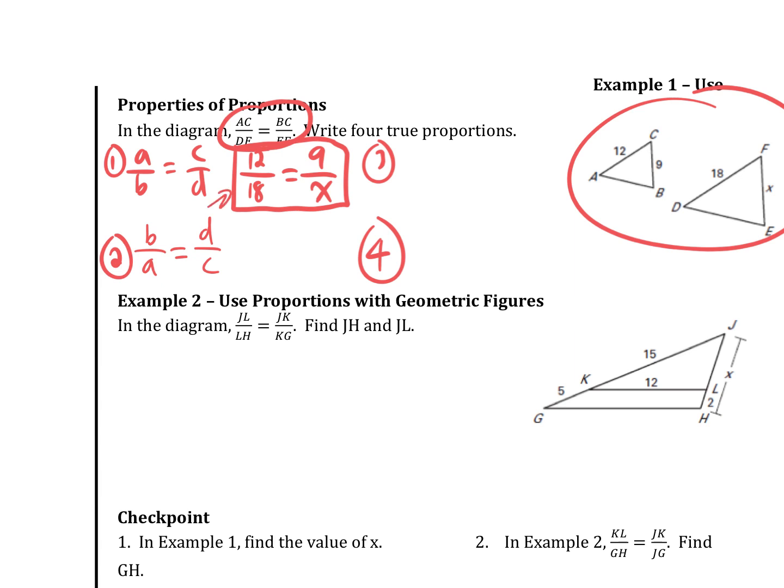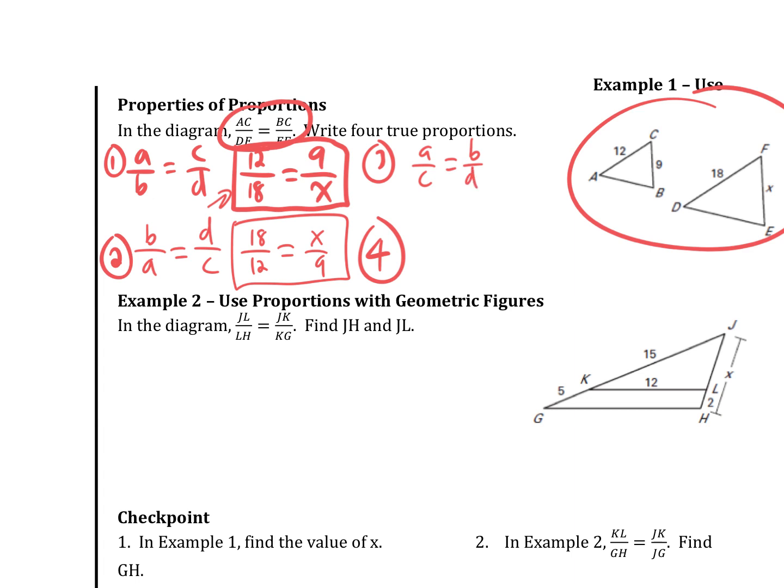So instead of 12 over 18, we get 18 over 12. And instead of 9 over X, we get X over 9. So that would be another type of proportion. So we flip them vertically. We can also flip them horizontally. So for these ones, we can go A over C equals B over D.